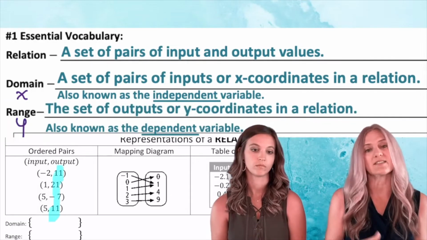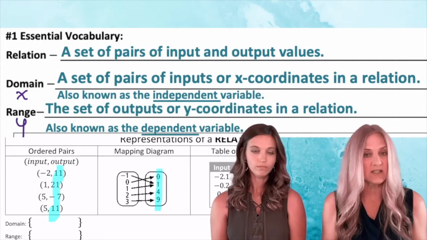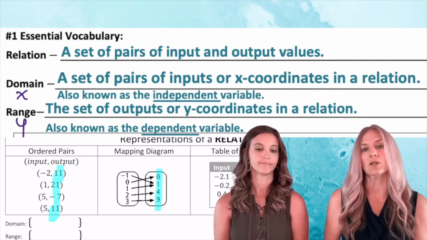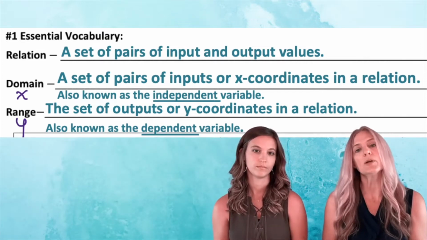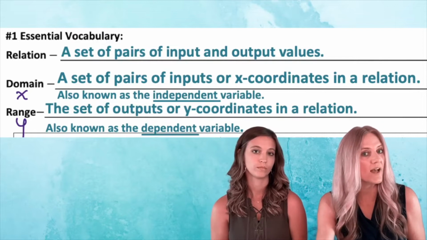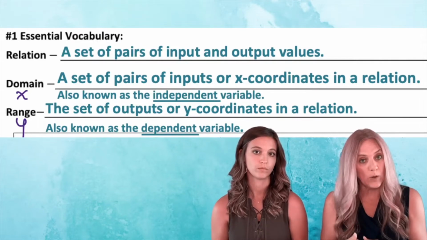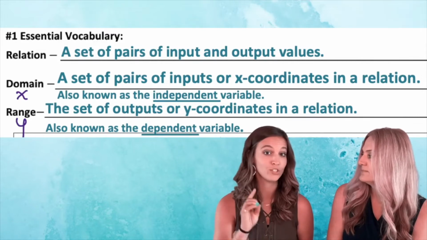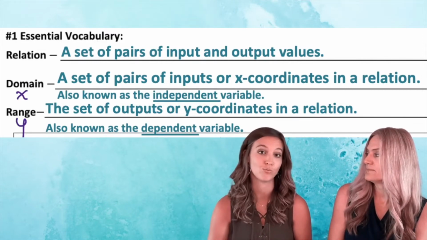Range then, of course, is the output of any relation. In an ordered pair, the y coordinates, and we call it the dependent variable because it depends on the value of x. Whatever the input was, then it shoots out the output. So let's get to it. Did you write those down though? If you didn't write those down, pause and make sure you get these written.